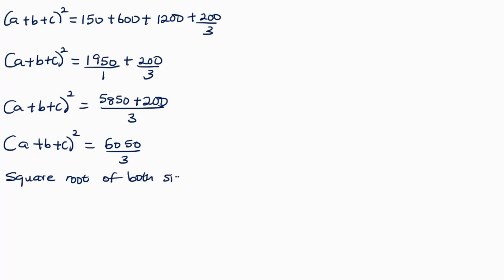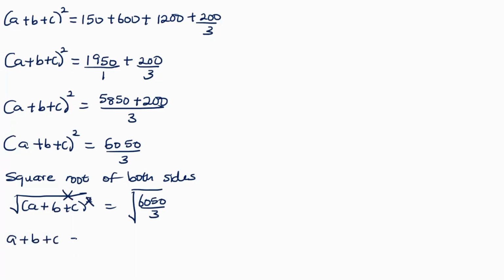So the next thing we want to do is to simply take the square roots of both sides. So taking the square roots of both sides, we have the square root of (a plus b plus c) all squared is equal to the square root of 6050 over 3. So this is going to cancel out this, and we have that a plus b plus c is equal to the square root of 6050 over 3. Now you can decide to leave your answer like this, but let's simply break our answer further.